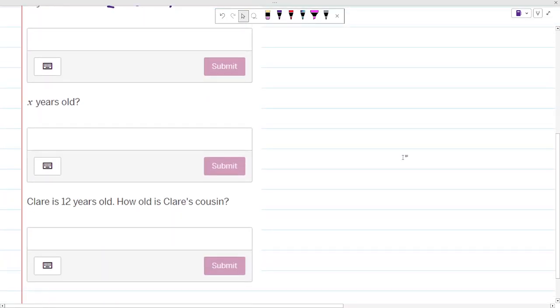Now let's think about if we have an unknown age of the cousin. So if the cousin is X years old, we don't know how old the cousin is, but we do know that Claire is 5 years older, then if we knew that number, what would we do? Well, we would just add 5 to it. So if Claire's cousin is X years old, that means Claire is X plus 5 years old.